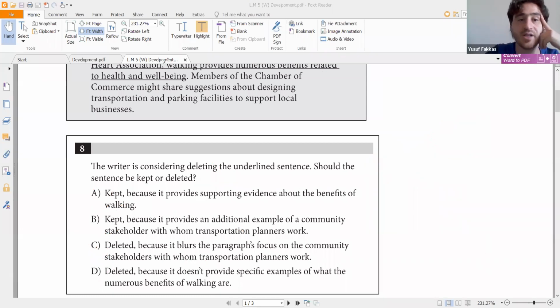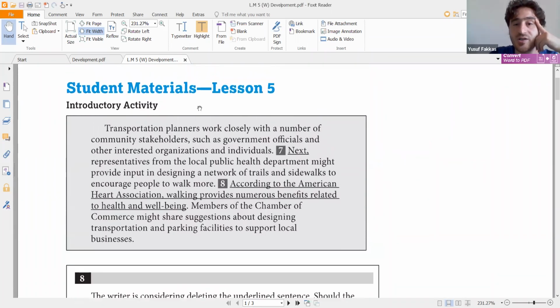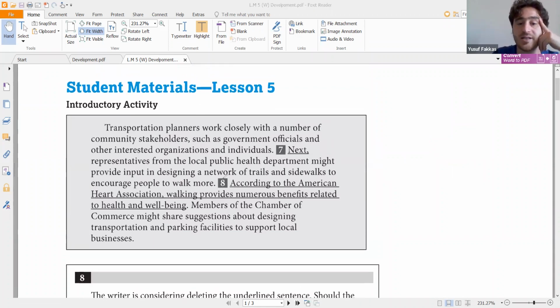As we agreed, in order to answer a support question, how do we know if this sentence is supporting or not? We go back to the beginning of the paragraph. Why? Because the first sentence is the topic sentence, again, which is the main idea of the whole paragraph. So what do we need to analyze?